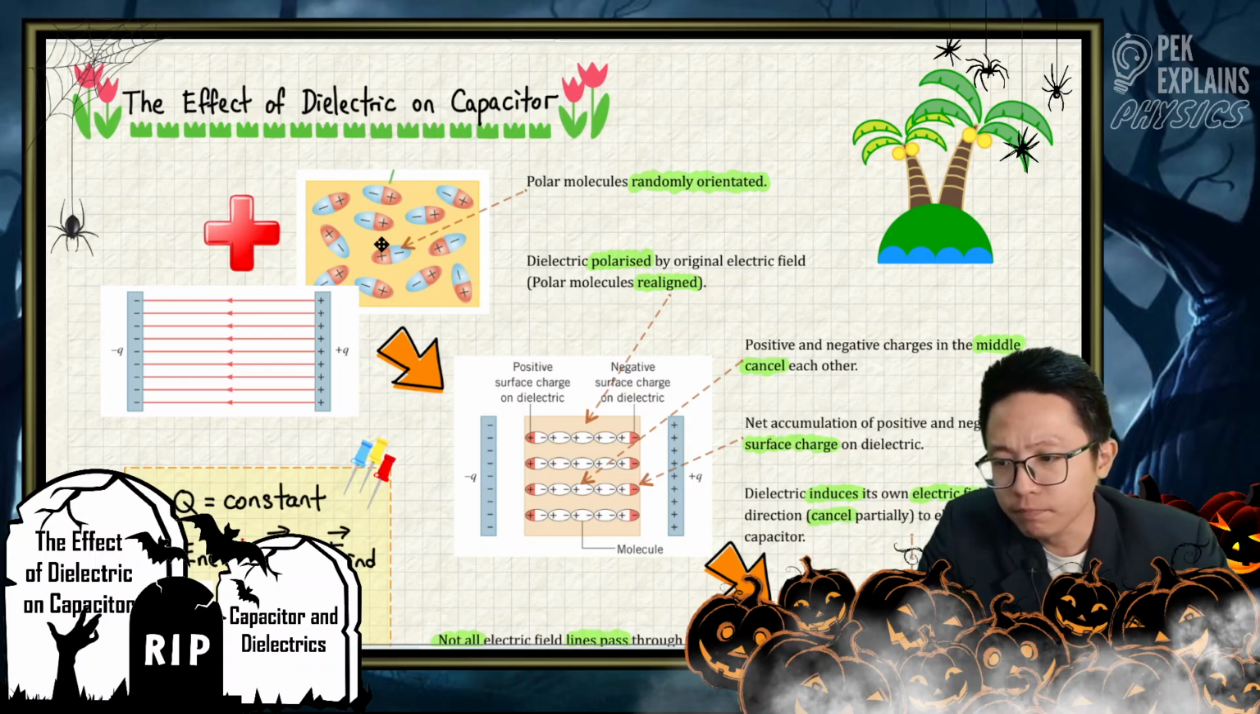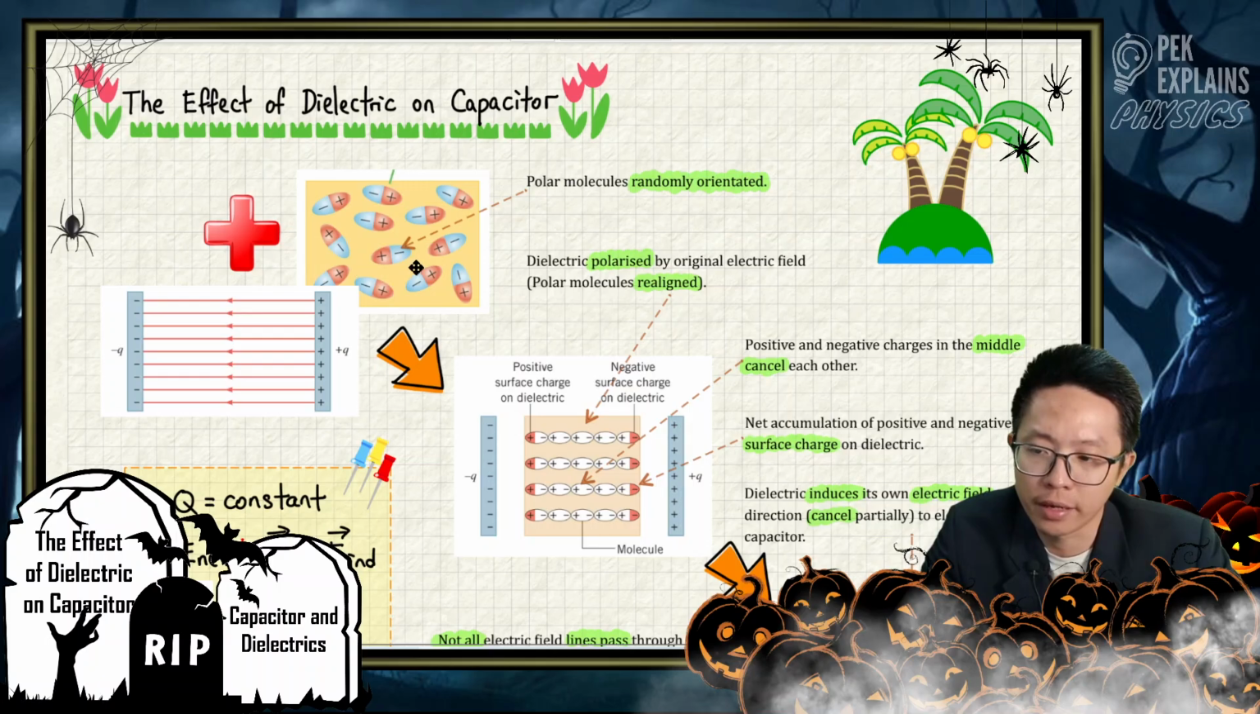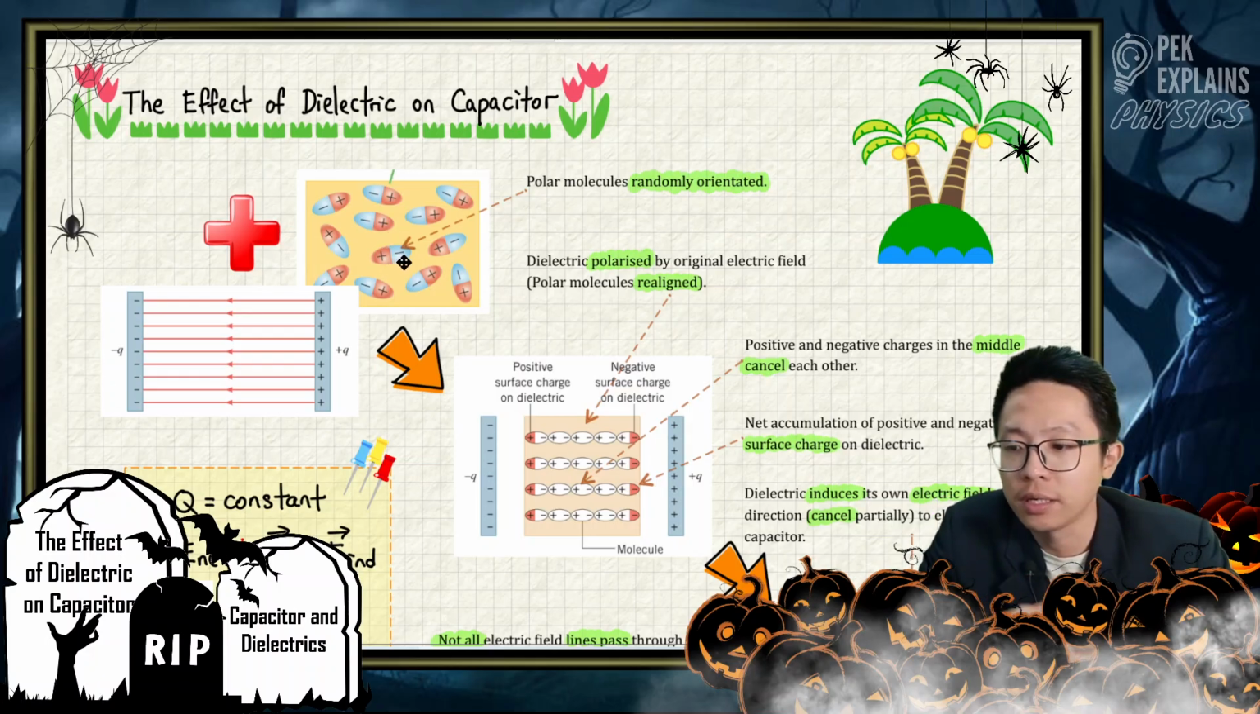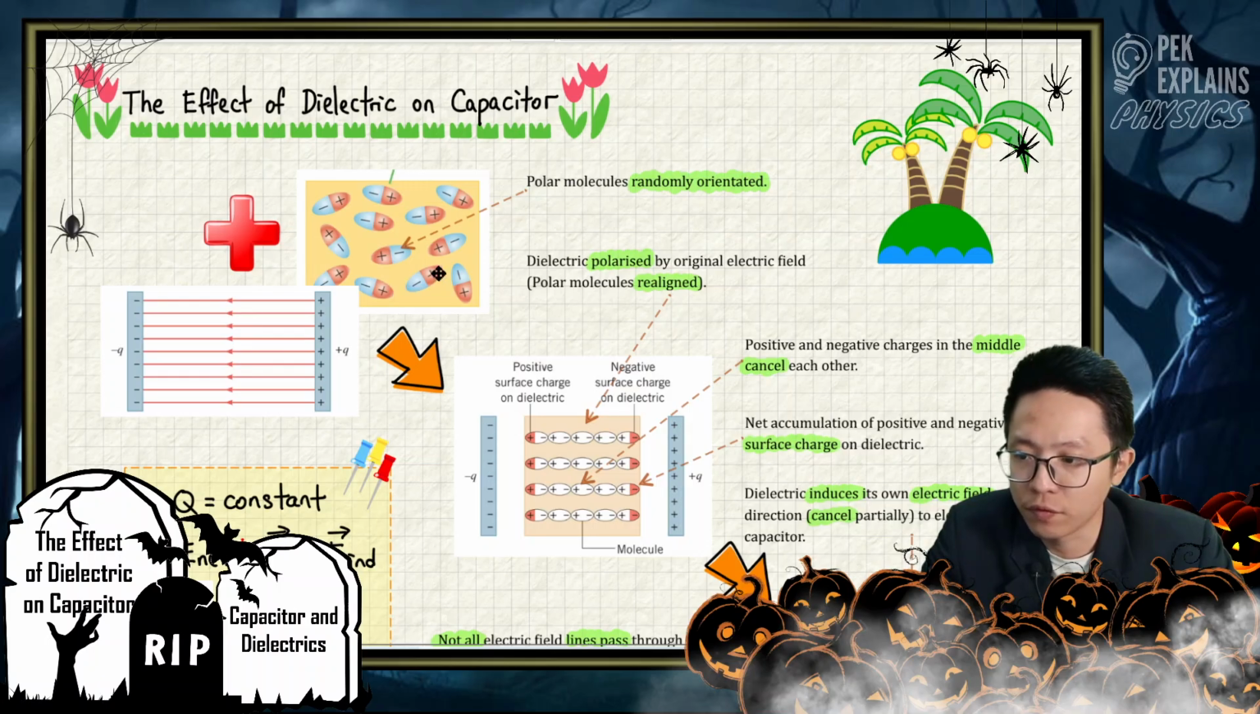That means like this molecule, the positive is at the right hand side and the negative at the left hand side, and then this molecule is positive at the left hand side and negative at the right hand side. So they are not in the same direction. The positive is not in the same direction, and the negative is also not in the same direction. So they are randomly orientated initially. When the dielectric is not in an electric field, when there is no external electric field, all the polar molecules are randomly orientated.